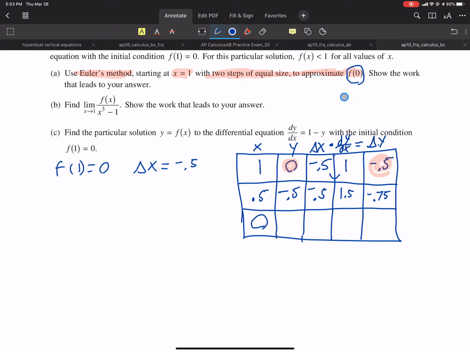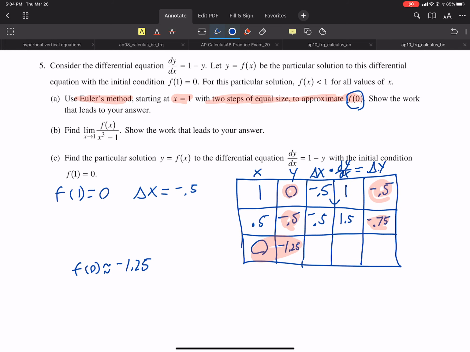0.75. Because there's 2 decimal points, so negative 0.75. So what's happening? We start with a y of negative 0.5. We're going to subtract that. So negative half minus 3/4 is negative 1 1/4, negative 1.25. So this is my Euler's approximation. I would say f at 0 is approximately equal to negative 1.25.